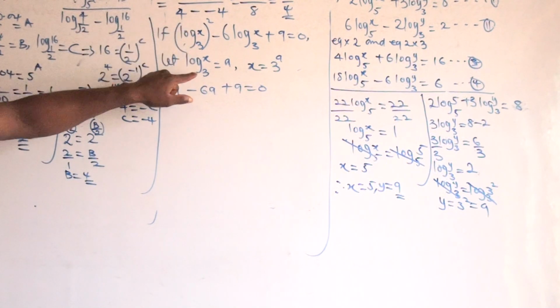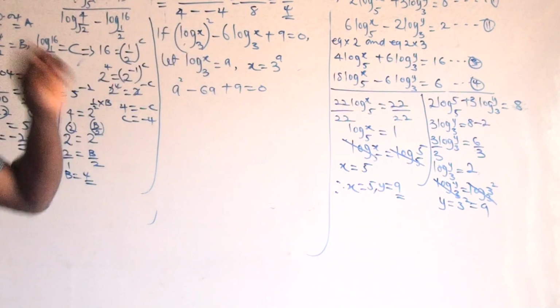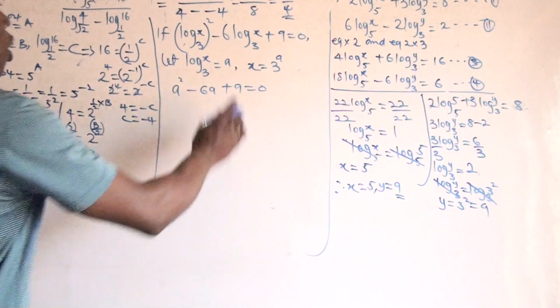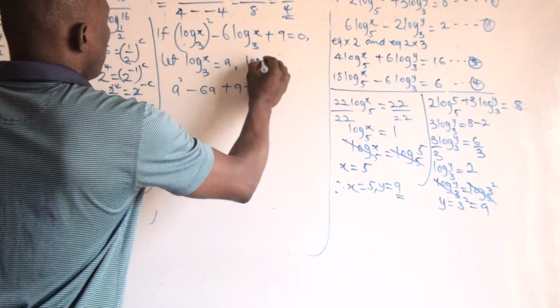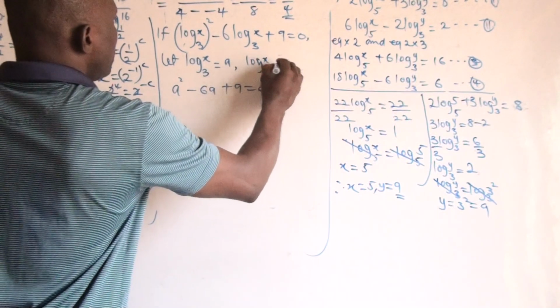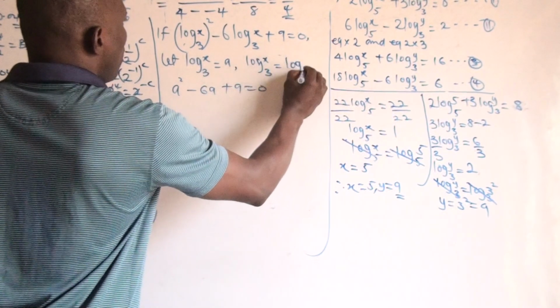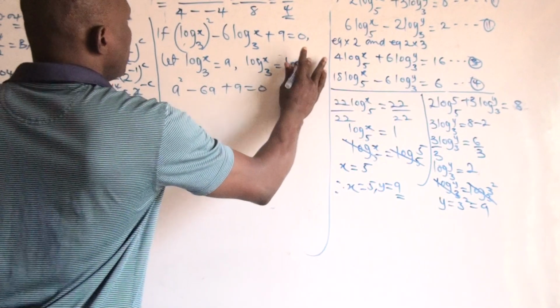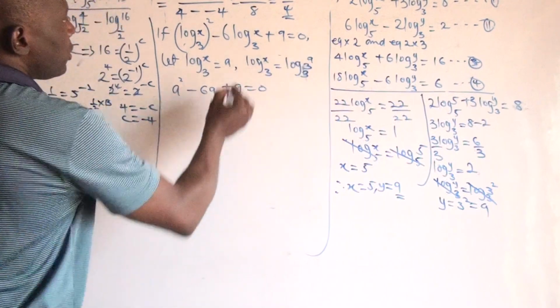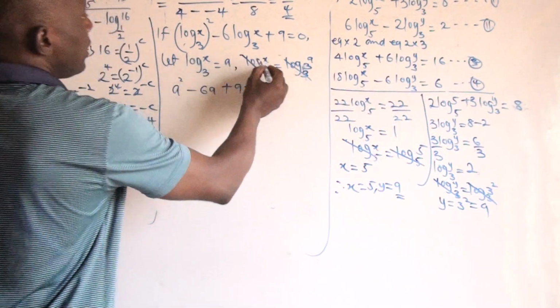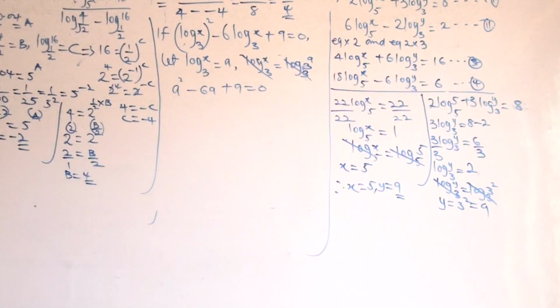From the definition of logarithm, the power to which the base must be raised so that we can obtain this number. Or we can simply write this as log x to base 3 is the same thing. This one means log of x to base 3 is a, so that our x here is equal to 3 raised to power a.